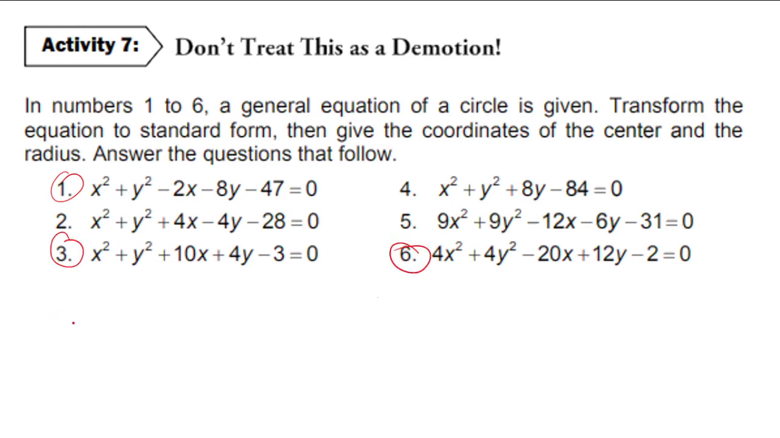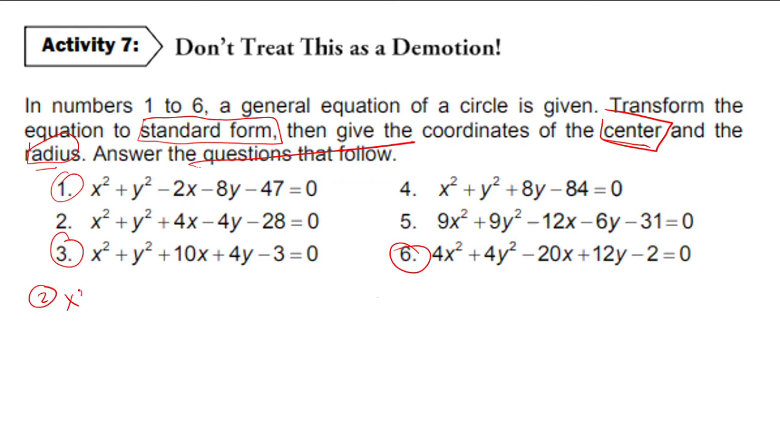Okay? So, try natin yung number 2. Anong gagawin daw? For numbers 1 to 6, a general equation of a circle is given. Naka-general equation daw siya. Transform the equation into standard form. So, gagawin siya munang standard form. Tapos, give the coordinates of the center and the radius. And then, answer the questions that follow. So, ilan ang gagawin? 3. Una, standard form. Tapos, bigay yung center, tsaka radius. Tapos, answer the questions that follow. Okay?